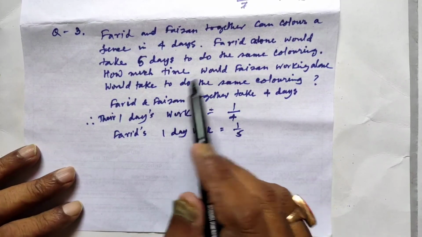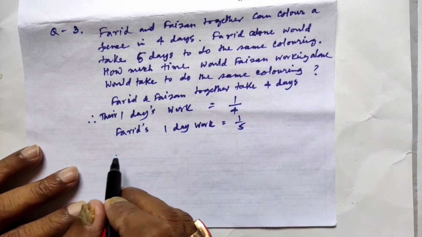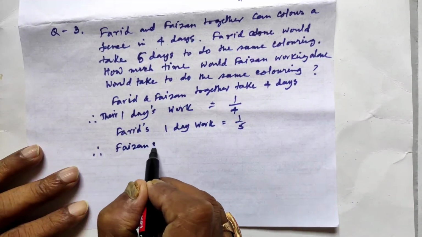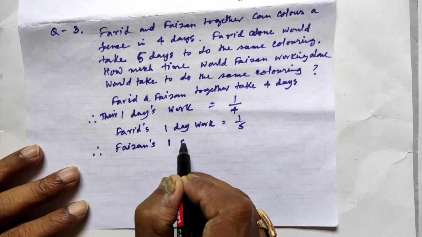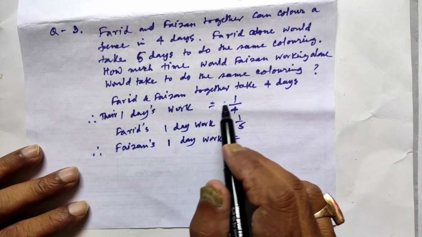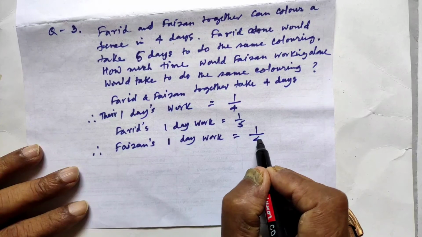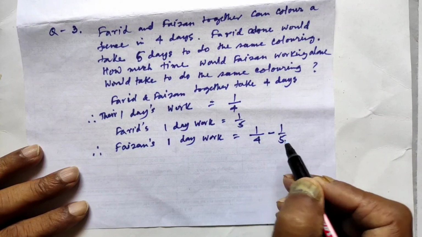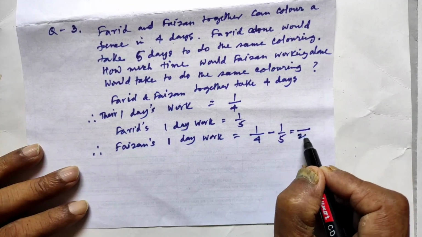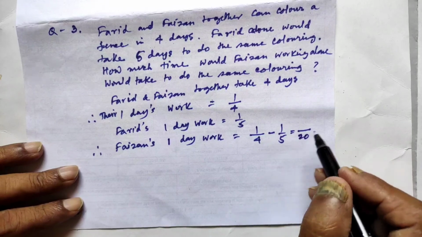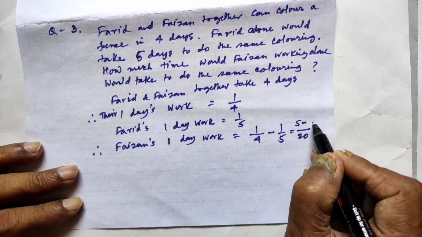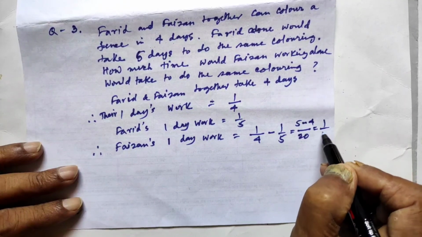Now let us find Faizan's 1 day's work. Therefore, Faizan's 1 day's work will be the together work 1 by 4 minus 1 by 5. If you take the LCM, you will get 20. If you divide 20 by 4, you will get 5. If you divide 20 by 5, you will get 4, and ultimately you get 1 by 20.